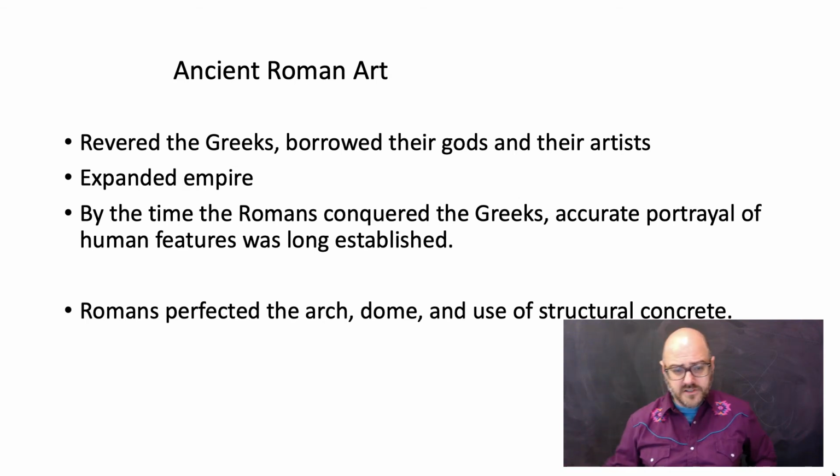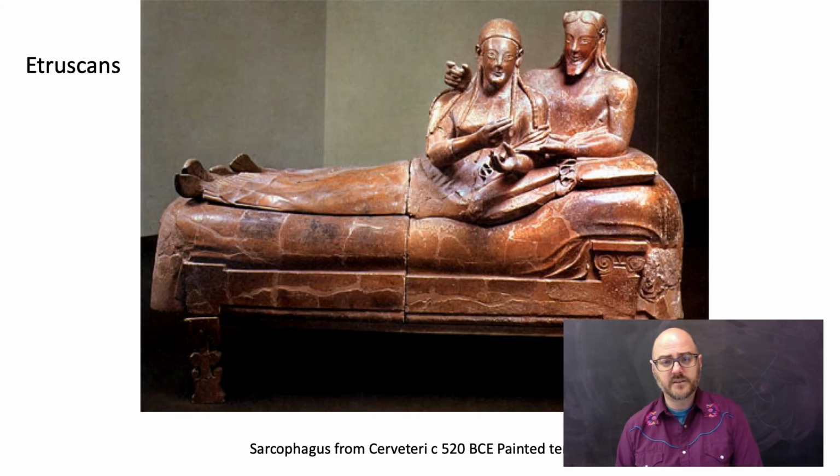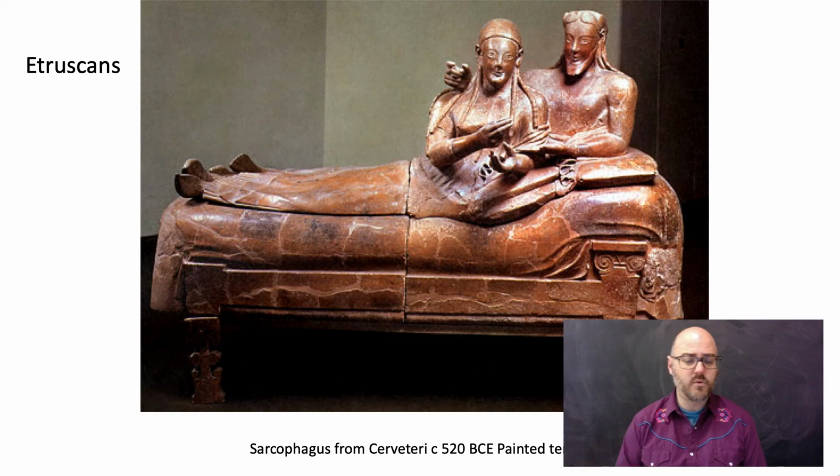They also borrowed the style of architecture, like temples, from the Greeks. So a lot of the Roman architecture looks like Greek architecture. And if you think about Washington, D.C. today, a lot of our federal architecture borrows from the Romans and from the Greeks. So both of these cultures were very influential and important to what we consider today a cornerstone of Western civilization.